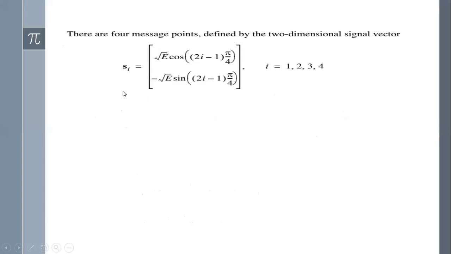So now, as I talked about, the basis functions were represented by root 2 by T cos 2 pi fct. Similarly, here the symbols are represented by root E cos(2i minus 1)pi by 4 and minus root E sine(2i minus 1)pi by 4. This I have already told you. So these are the 4 message points that we will get.